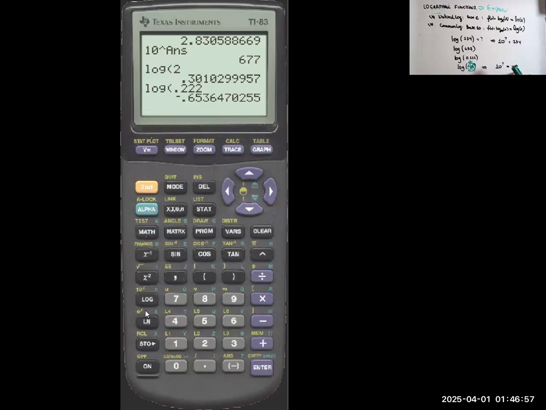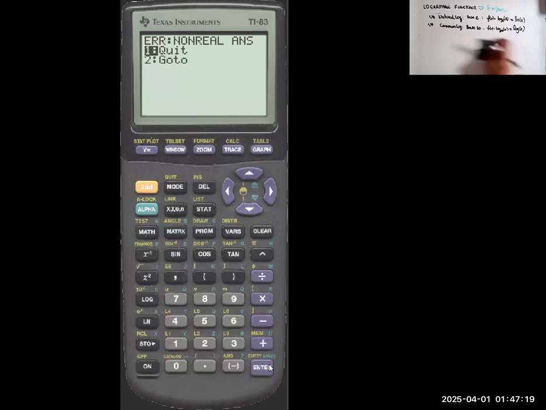So if I try to do log of 0, the calculator will scream at me. It's an error of the domain. If I try to do log of negative 10, it will scream at me as well. Okay, because log doesn't like negative, doesn't like zeros, like the exponential. Okay. The ln works the same thing.